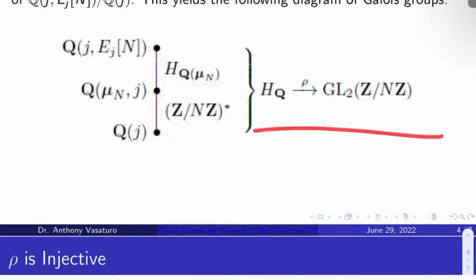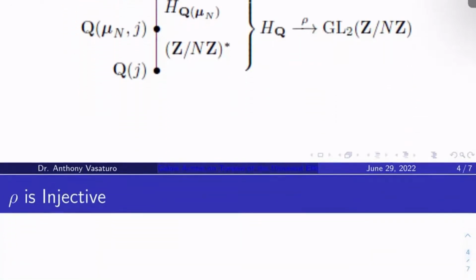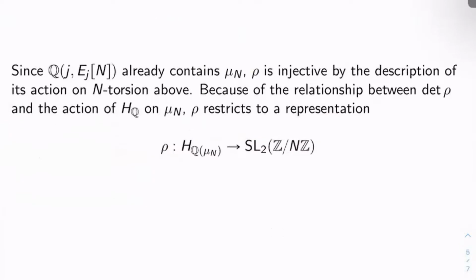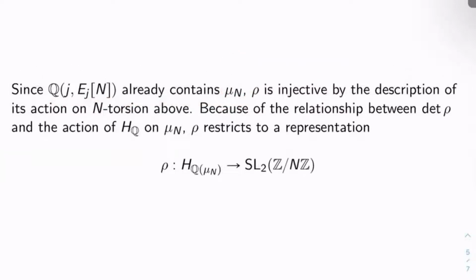Okay, and then I've got my representation rho from H sub Q to GL2 of Z mod NZ. It turns out that because Q adjoin j and the n torsion of E sub j already contains mu sub n by the above, rho is injective. It's easy to see that now. That follows from the description of its action on n torsion.